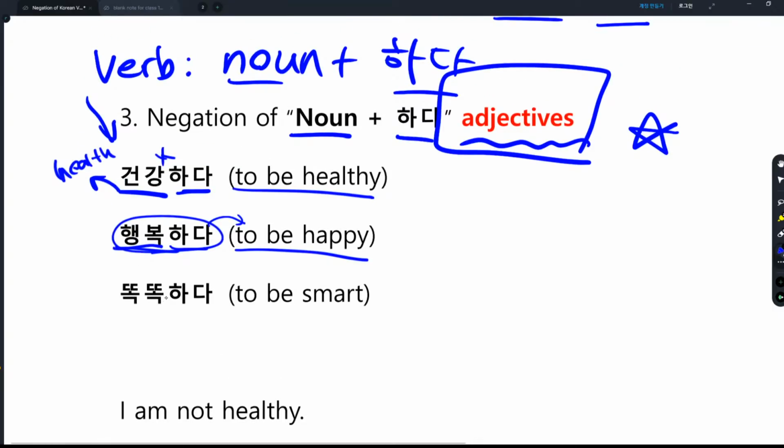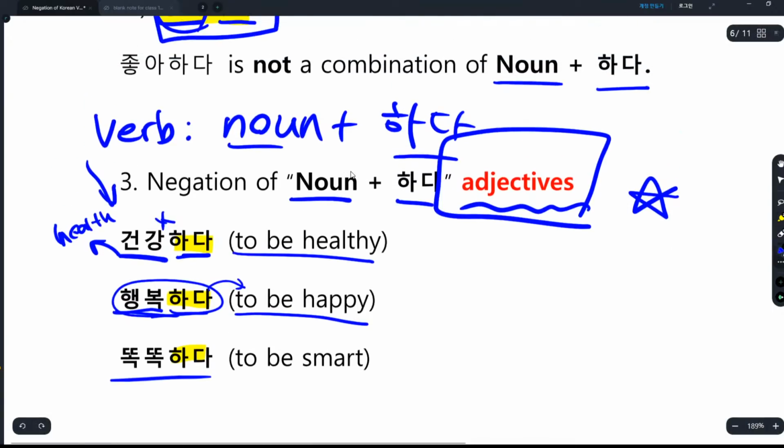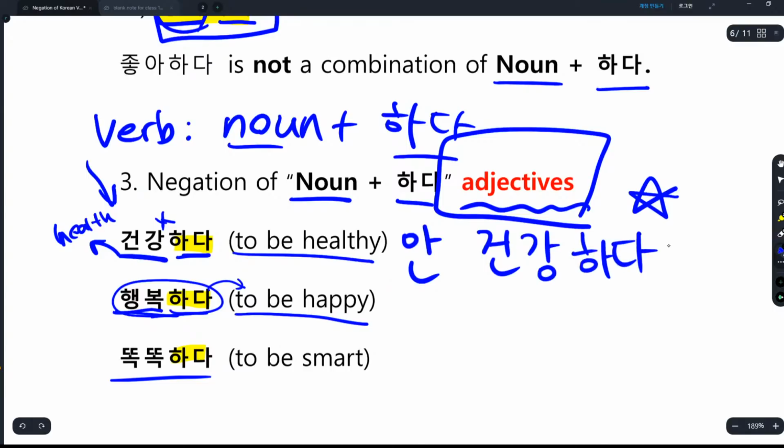똑똑하다 is not necessarily a combination of noun plus 하다 because 똑똑 is not a noun, but I brought this just to show you that it applies to all 하다 ending adjectives. 하다 ending adjectives, when you want to negate them, cannot be separated, and it just follows the regular negation rule that we learned, which is putting 안 before an adjective. So to be not healthy would be 안 건강하다, and it wouldn't be 건강 안 하다.